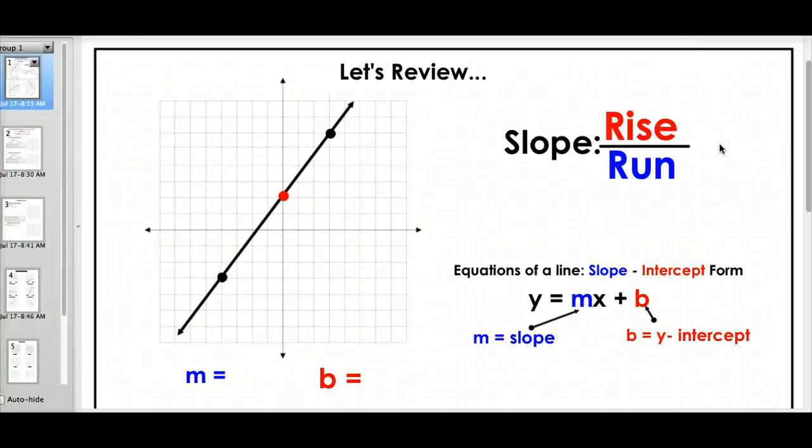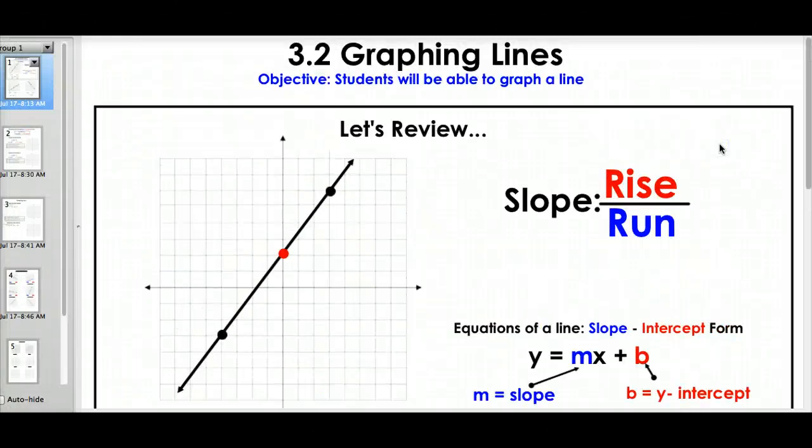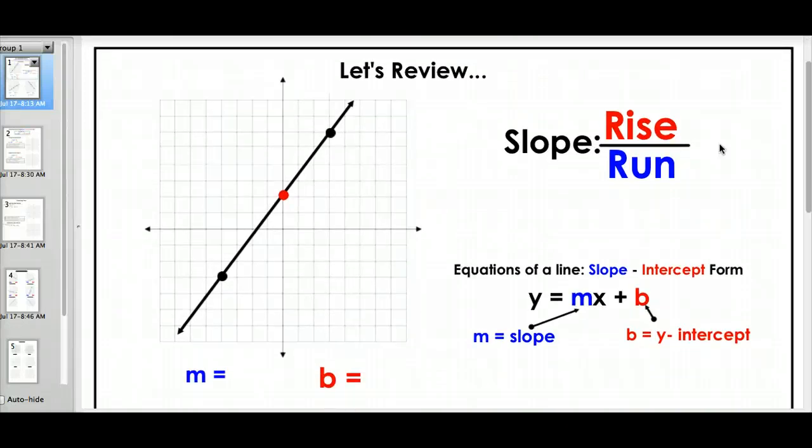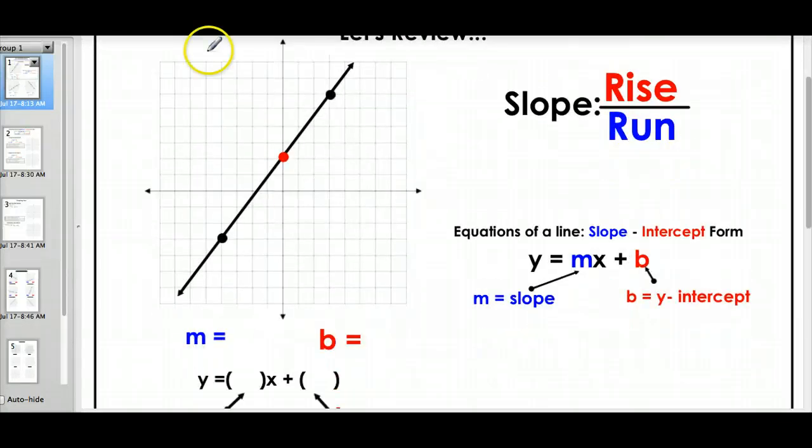Okay, welcome back, students. We're going to be doing our second lesson on graphing lines. Our objective is for you to be able to graph a line. Okay, let's review our last lesson. What we learned about was that slope is just the rise over the run, how much it goes up and how much it goes over.